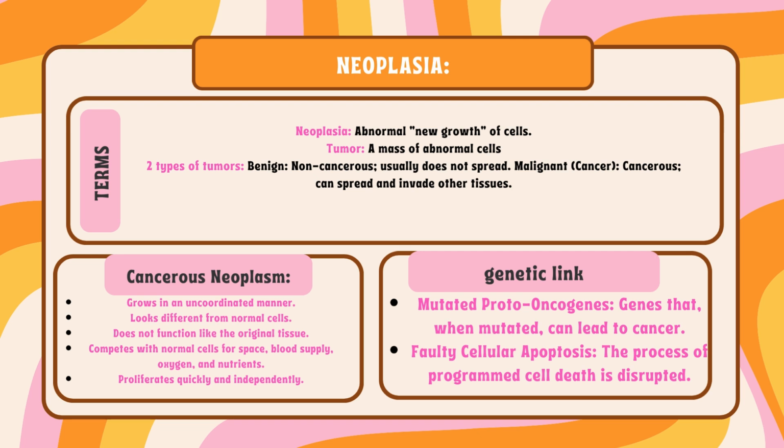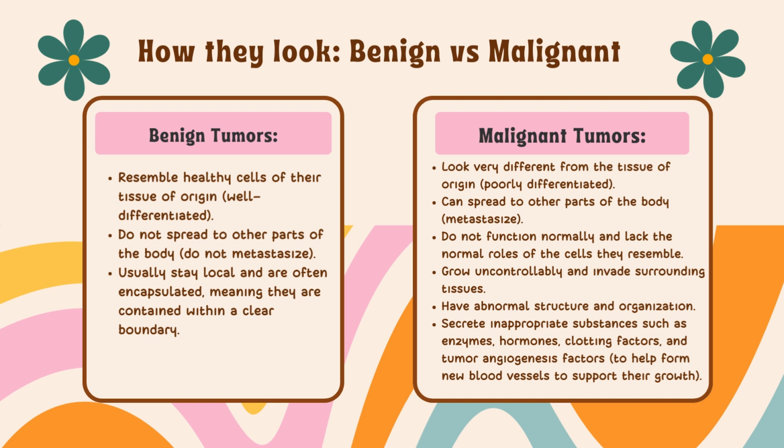Cancer, also known as neoplasia, is abnormal new growth of cells, and a tumor is a mass of abnormal cells. And there are two types of tumor: benign, which is non-cancerous, and malignant, which is cancerous. So, how do benign and malignant tumors look, and how do they differ? Benign tumors resemble a healthy cell, and they don't spread to other parts of the body. Now malignant tumors look very different, and they do spread to other parts of the body.